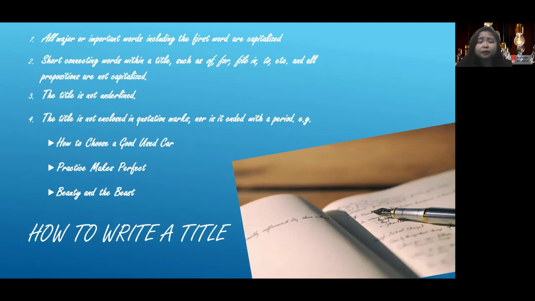Next, this is mostly about formatting, how to write a title. Because you still make some mistakes. You write a title like a sentence, or sometimes you forget about the capital letter when you write the title, or you put a period after a title. It means that you still make mistakes when you write the title. Please pay attention to these four things. The first, all major or important words, including the first word, are capitalized. You need to write the important words in your title with capital letters, or capitalize the first letter of the important or main words of your title.